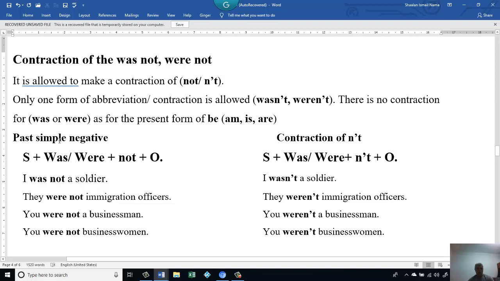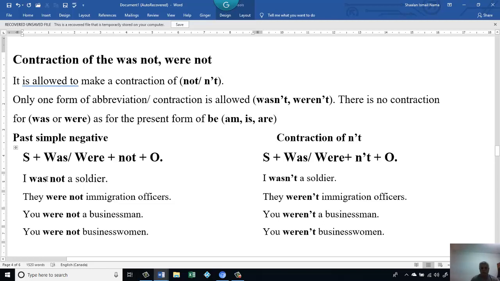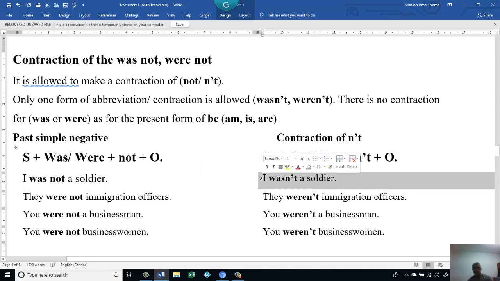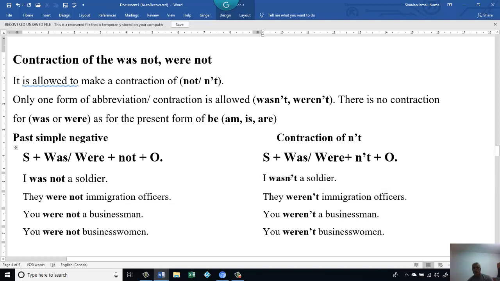For example, how to make it negative? Subject, auxiliary, not, a soldier. If I don't have an auxiliary verb, I cannot make it negative. I always have to have an auxiliary in order to make my sentences negative. This is very important. For example, let's continue. I was not a soldier. To make it a contraction, we say I wasn't a soldier. I mean here, take the O, then put an apostrophe instead of it. Then we have the contraction of the negative here.